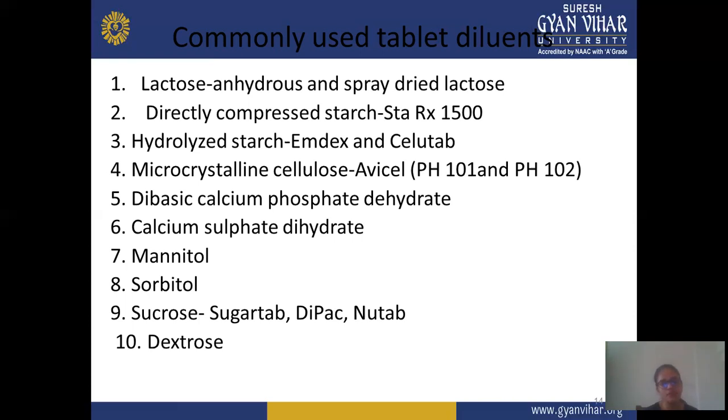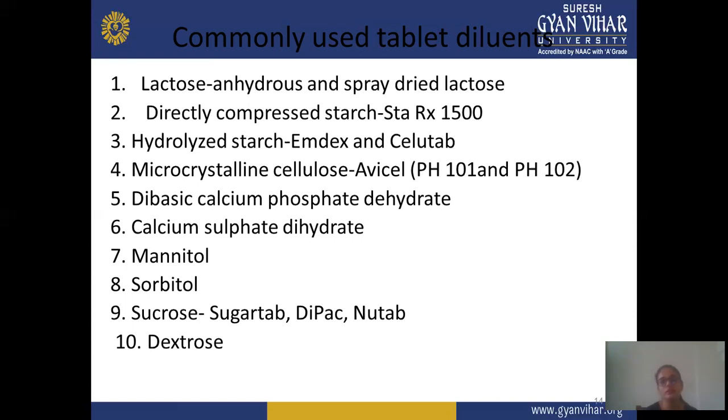Fifth diluent is dibasic calcium phosphate dihydrate. Sixth is calcium sulfate dihydrate, seventh is mannitol, eighth is sorbitol, and ninth is sucrose, sugar tab, Di-Pac, Nu-Tab, and tenth is dextrose. These are all the mostly used diluents.